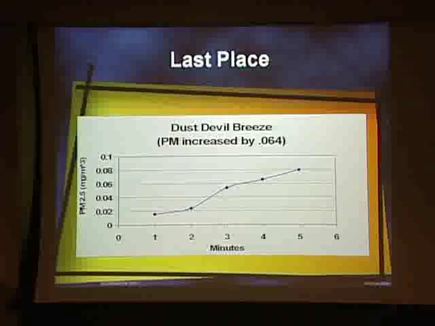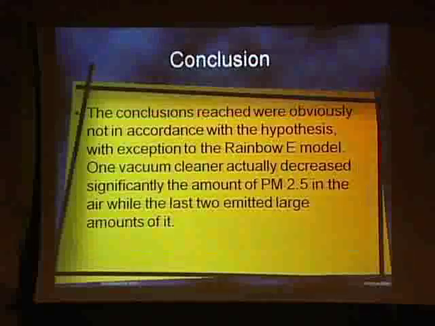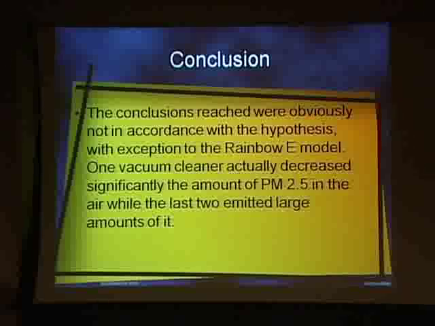And the Dust Devil Breeze. This was another one that claimed that it would not emit anything, and obviously it did. The conclusions reached were obviously not in accordance with the hypothesis, with the exception of the Rainbow E model, which didn't really fluctuate at all. It was like 0.0017, 0.0016, 0.0018, significant.